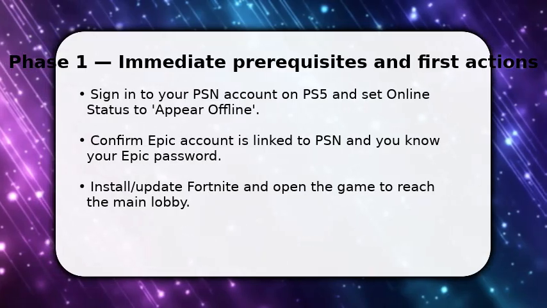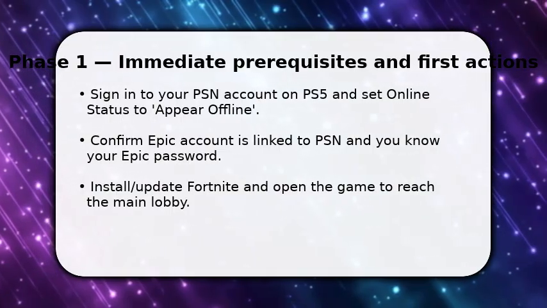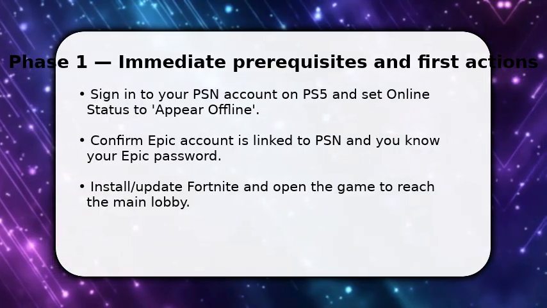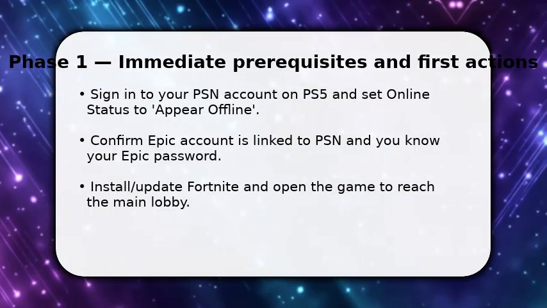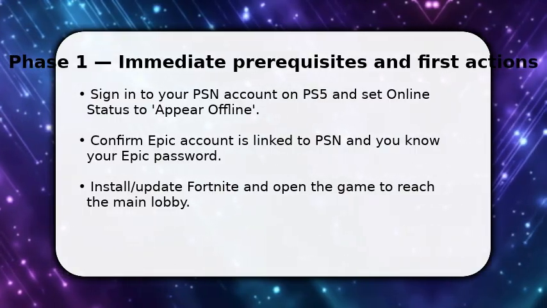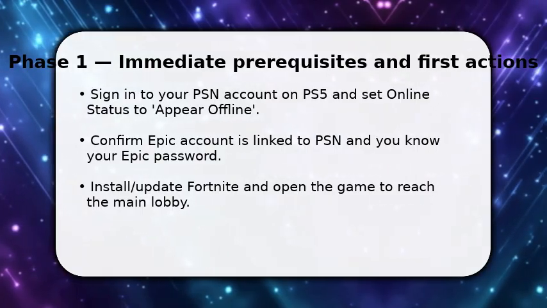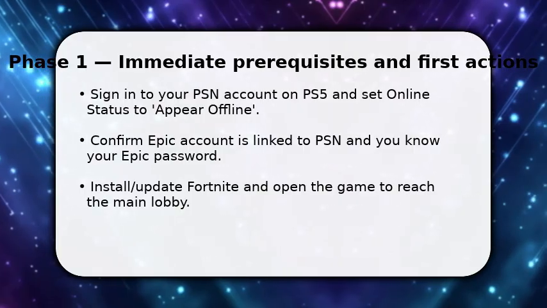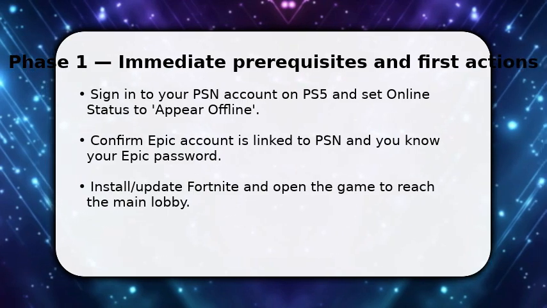You start by minimizing public exposure. Set your PS5 online status to appear offline so other PSN friends won't see you. Once done, confirm your Epic Games account is linked to the PSN profile you'll use, because privacy controls live across both systems. Make sure Fortnite is fully updated and launch it to reach the lobby. This step gives you access to Fortnite's in-game privacy and party controls, which you'll change next to stay anonymous.